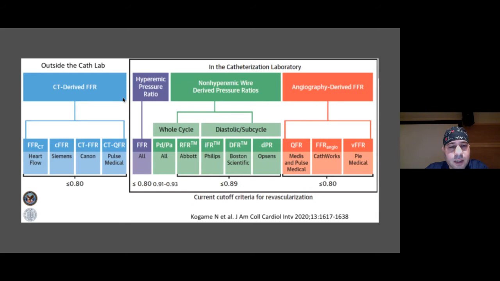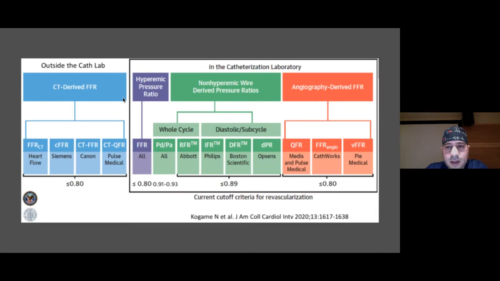There are multiple companies that are developing the software now. It's still not mainstream, but we're hoping that in the future we'll get both anatomical and physiological assessment prior to the patients arriving to us in the cath lab, and this will help guide our management.